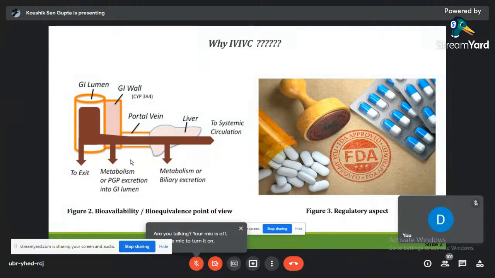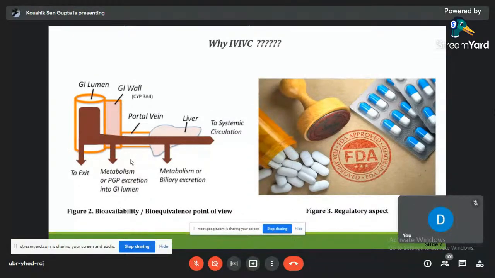Yes, yes. Now the question is, why is this IVIVC required? Basically, there are several factors, or importance you can say, to check the IVIVC. Among them, I can broadly explain two: first, from the bioavailability and bioequivalence point of view this IVIVC is required, and second is the regulatory aspect.